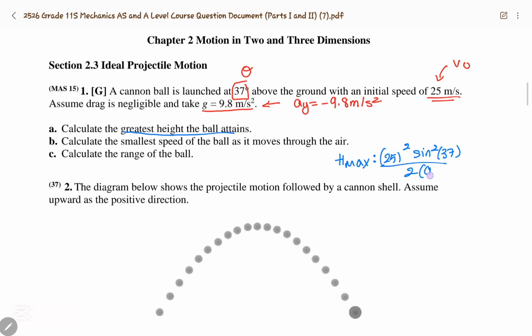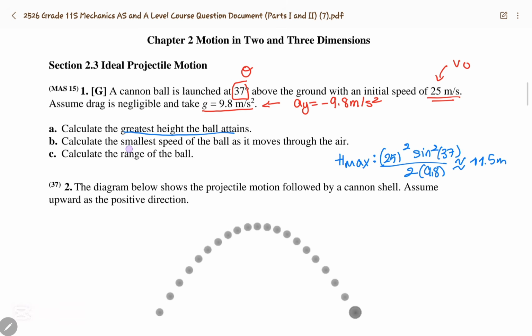Over 2 times g, g is 9.8 in this case. So on your calculator, 25 squared times sine 37 squared. You can't do sine squared theta on your calculator, so you do sine of the angle and you square it, divided by 2 times 9.8. I got an answer which is approximately 11.5 meters. So the highest displacement, or the greatest height that the ball attains, is 11.5 meters.